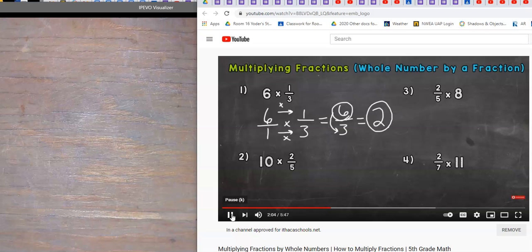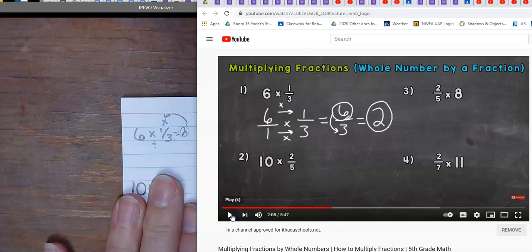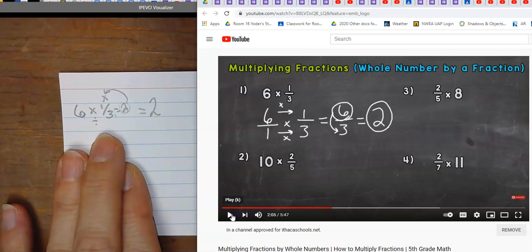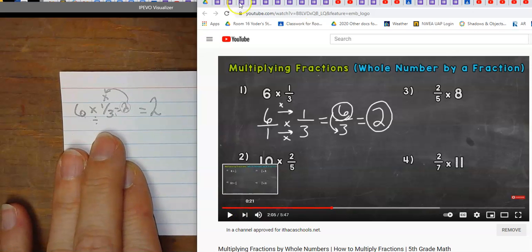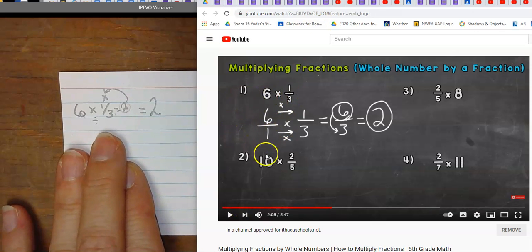The answer is 2. So you can see he and I came up with the same answer, but he did it by turning the whole number into a fraction, showing that if I have whole amounts, that means there's one piece in each. Then multiplying straight across, realizing that when he got done, the top was larger than the bottom. So top divided by bottom gave him his final answer.